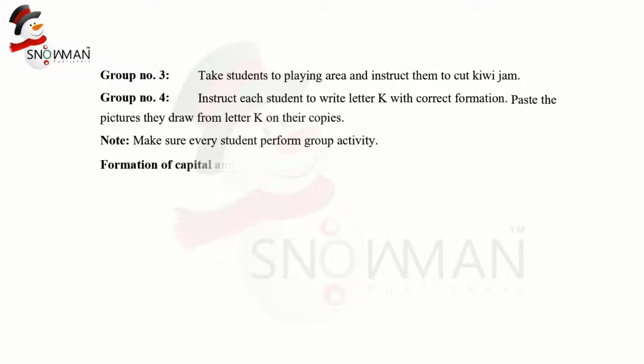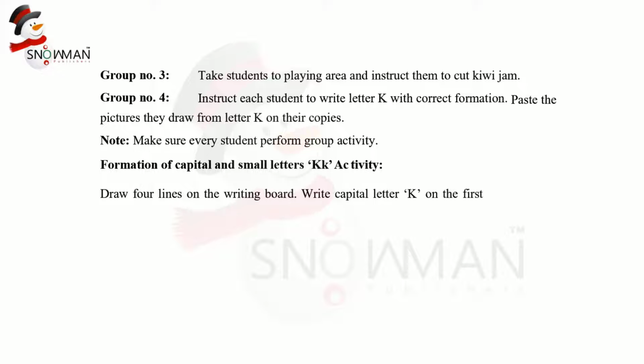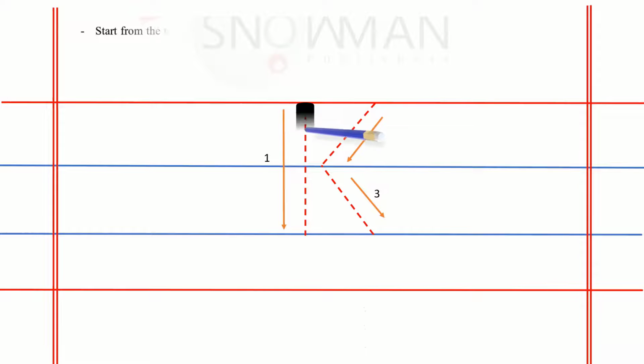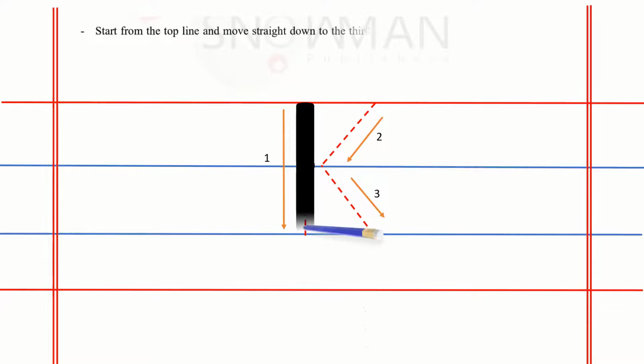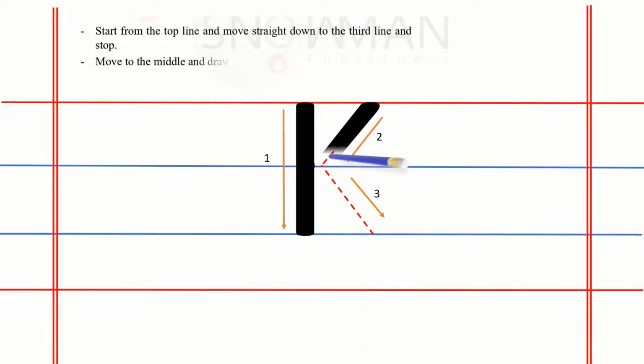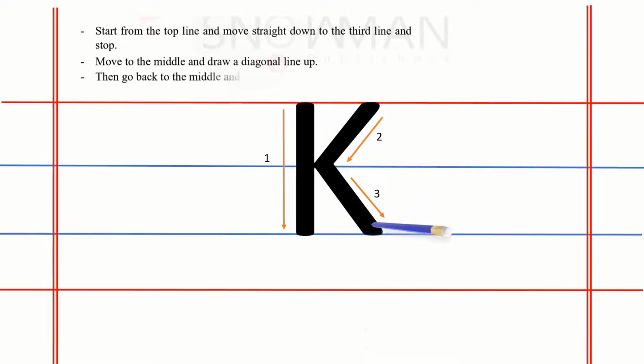Formation of capital and small letters K activity. Draw 4 lines on the writing board. Write capital letter K on the first 3 lines and give instructions. Start from the top line and move straight down to the 3rd line and stop. Move to the middle and draw a diagonal line up. Then go to the middle and draw a diagonal line down.